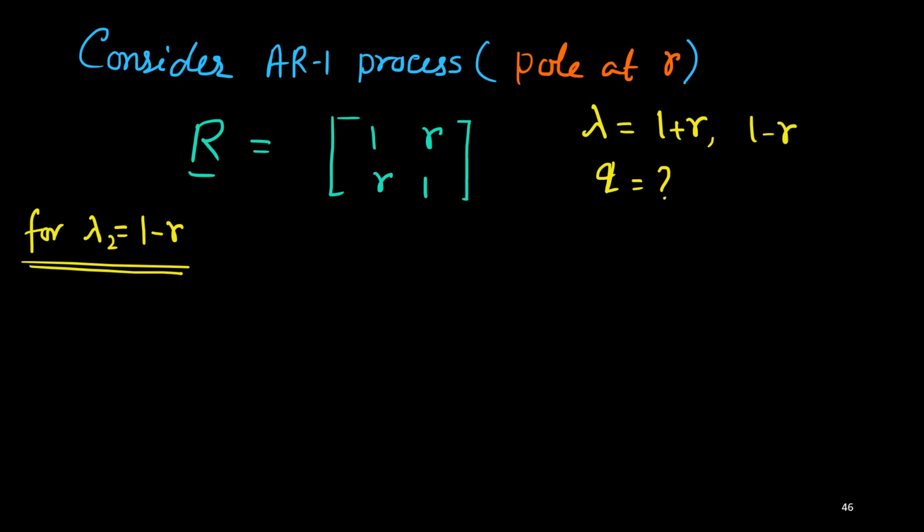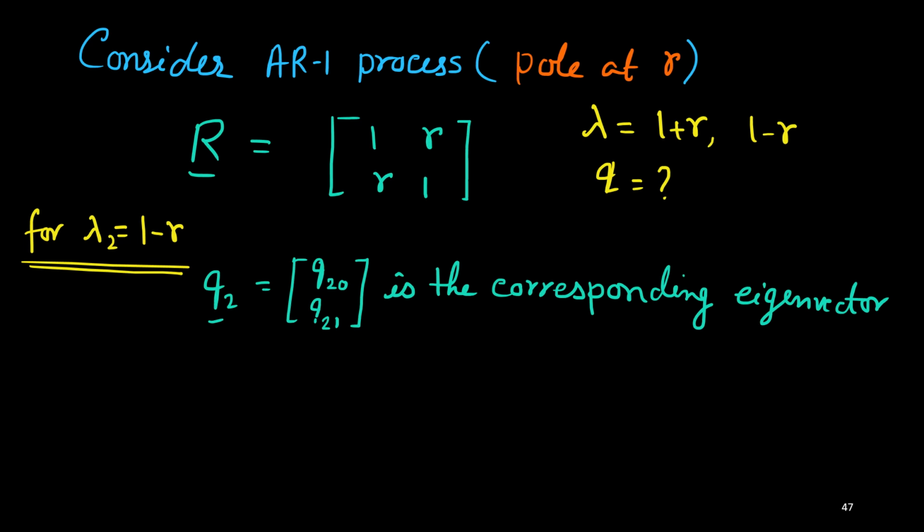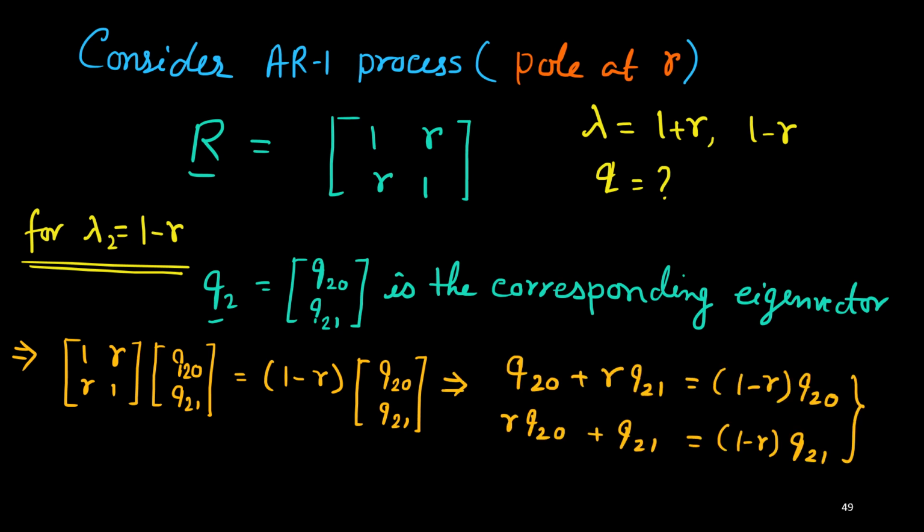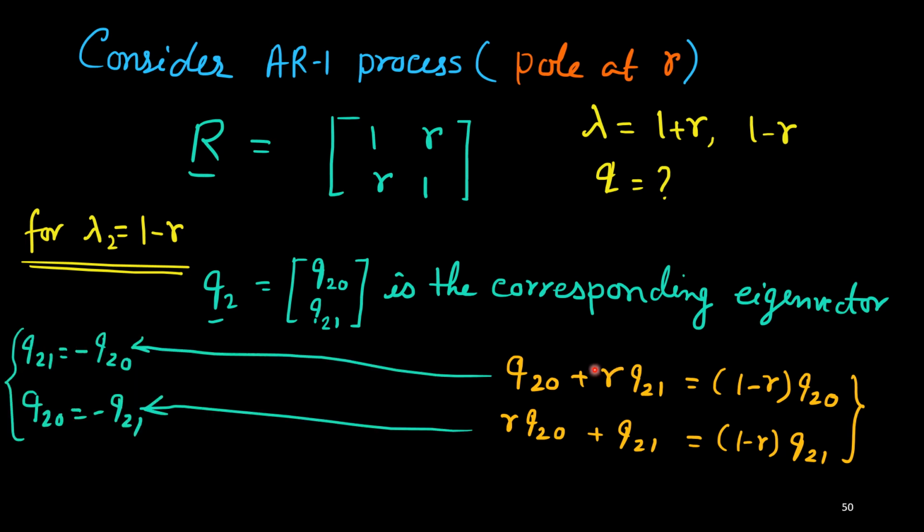In the same way, we'll go for lambda 2, that is 1 minus r. For that, we'll consider q2 is the corresponding eigenvector, and elements are q2 0, q2 1. You understand this matrix R multiplied by this q2 will be 1 minus r times q2. So again, we'll get two equations, similar equations, but here you will see we'll get something opposite. So similar, but here q2 1 will be minus of q2 0. So one is opposite of the other. From both, we get the same thing.